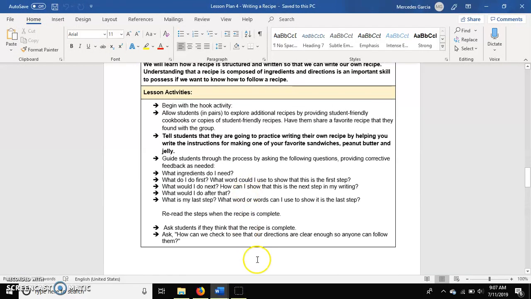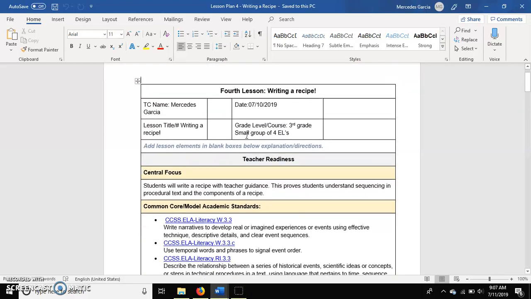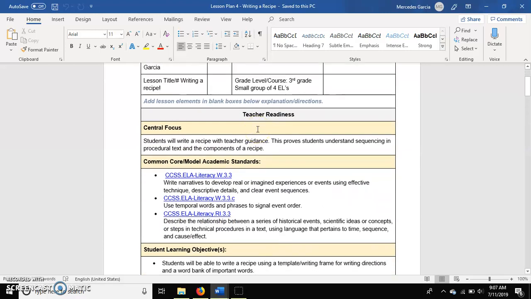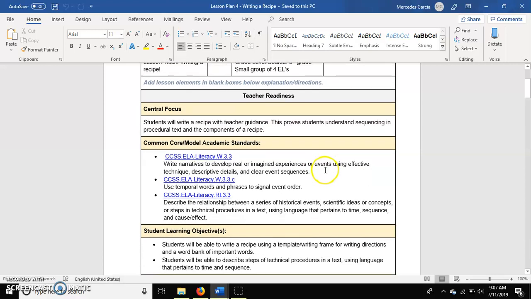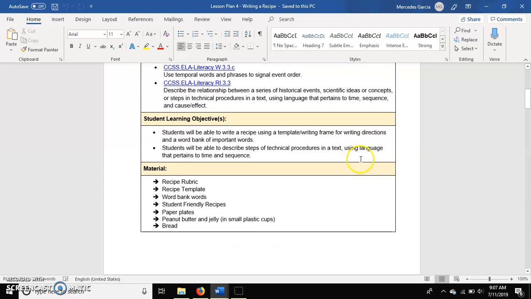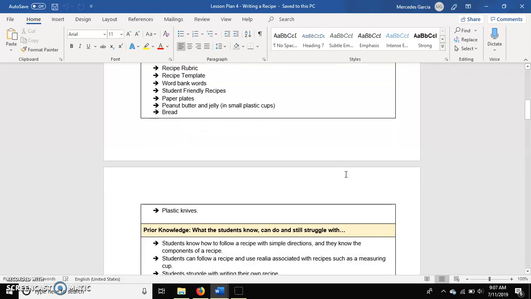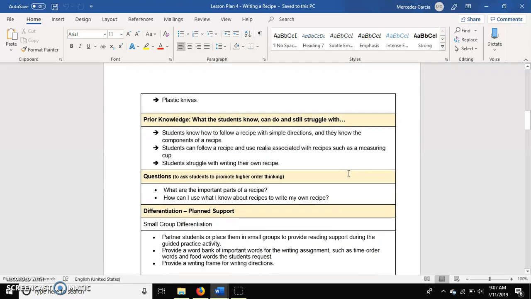Lesson plan 4, writing a recipe. Students will write a recipe with teacher guidance. This proves students' understanding of sequencing and procedural texts and the components of a recipe. They'll be able to write a recipe using a template or writing frame for writing directions and a word bank of important words. They'll be able to describe steps of technical procedures in a text using language that pertains to time and sequence. They'll know how to follow a recipe with simple directions, and they know the components of a recipe. Students can follow a recipe and use realia associated with recipes such as a measuring cup.